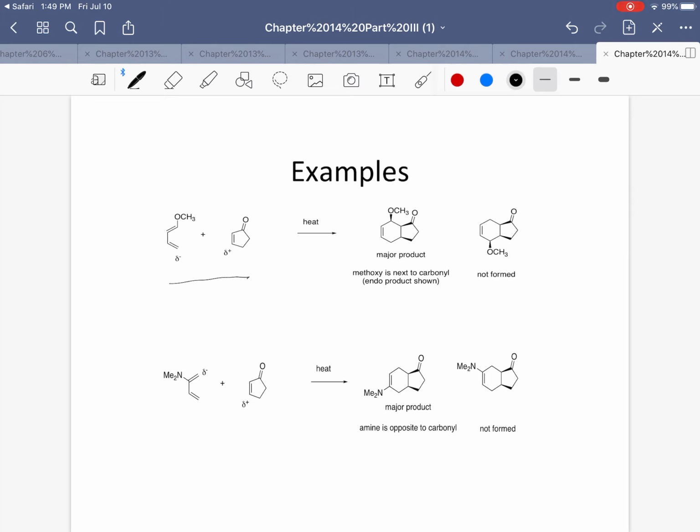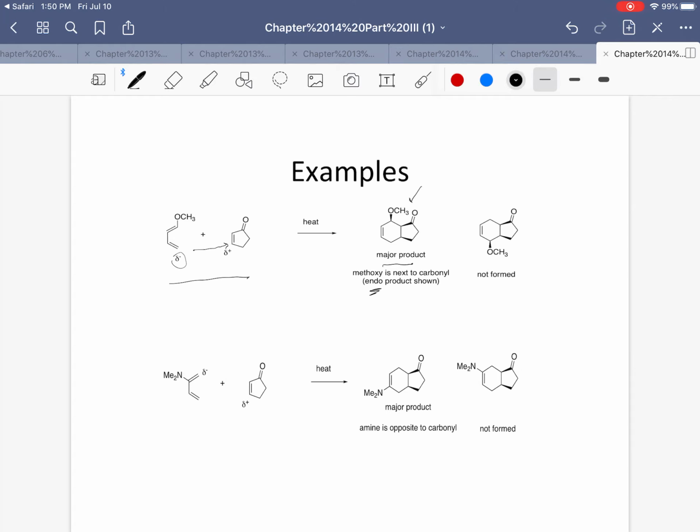So the upper example here has a methoxy on carbon 1. That makes carbon 4 the most negative. That end wants to add to the beta carbon of the dienophile. So I'm going to get one major product, not the opposite regioisomer where the methoxy would be 2 carbons away from the carbonyl. And this is the endo product that's shown. The methoxy is on the outer rim, and that is cis to the carbonyl.